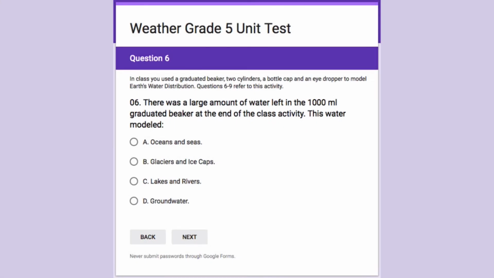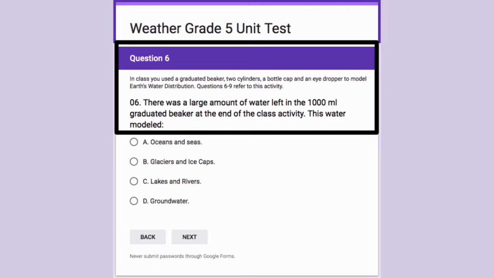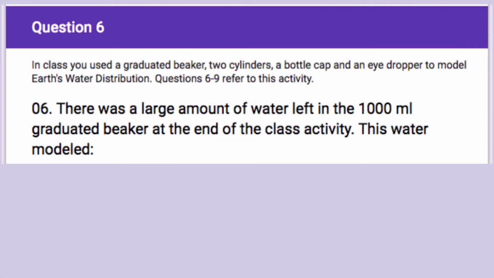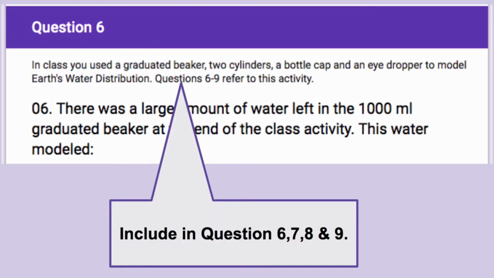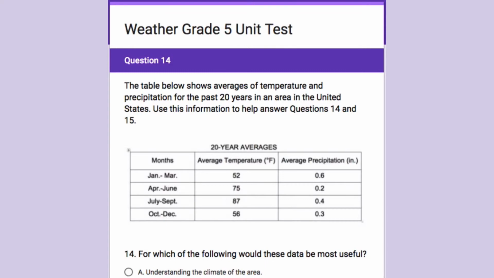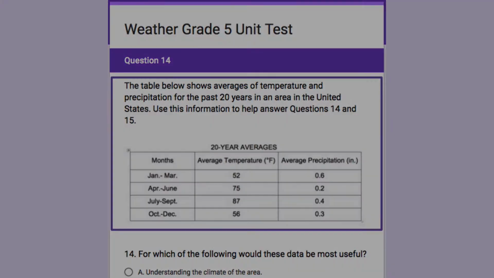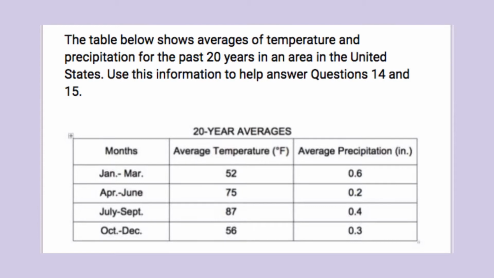Here we have a question, and there's a little bit of text before the question, and it says in class, and it gives a review of the materials and the name of the lesson. And it says questions 6 through 9 refer to this activity. This bit of information should be included in questions 6, 7, 8, and 9. A more extensive example here, we have the table below shows, and then it shows a table. So the information and the table should lead questions 14 and 15.